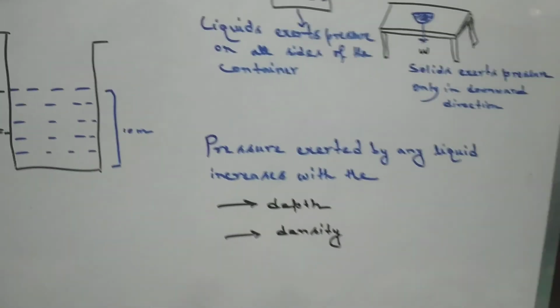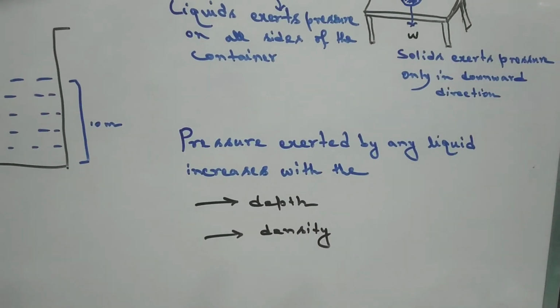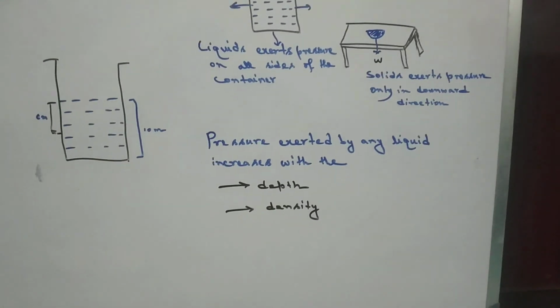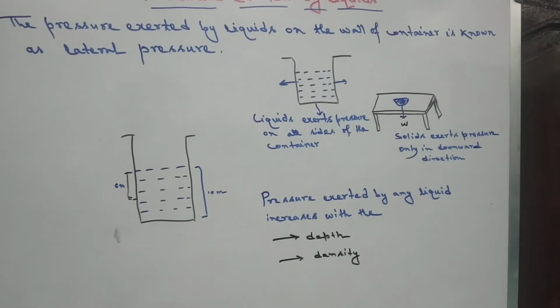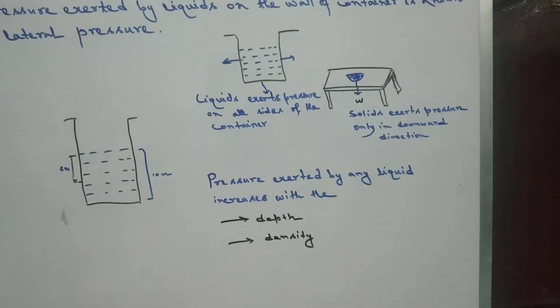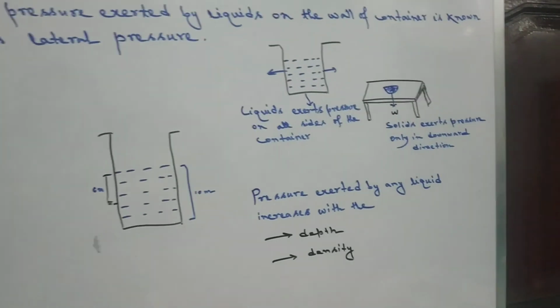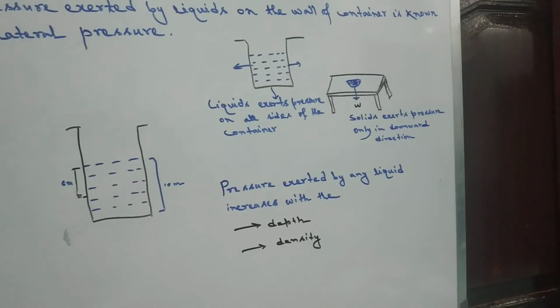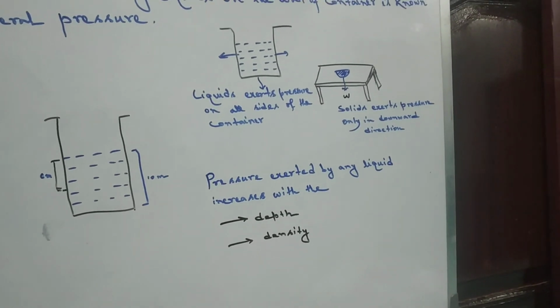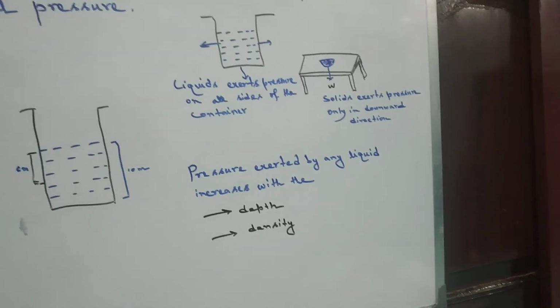So pressure exerted by any liquid increases with the depth, and the second is density. Pressure depends on these two factors, and pressure is independent of the size and shape of the container. No matter what the size or shape of the container is, it depends on two factors, that is depth and density.